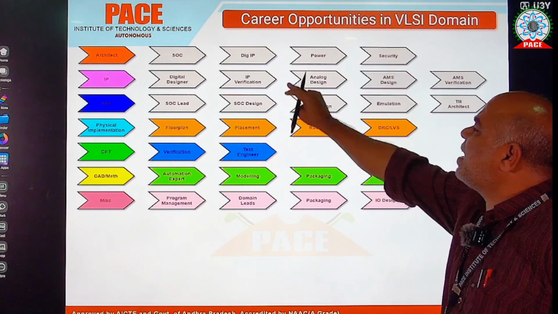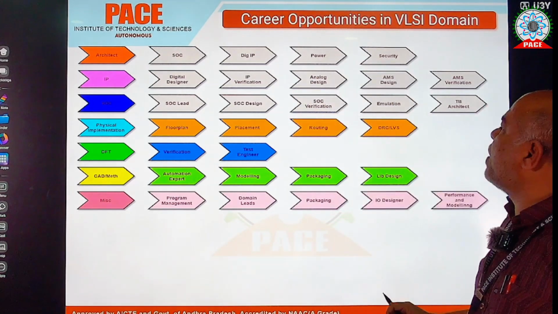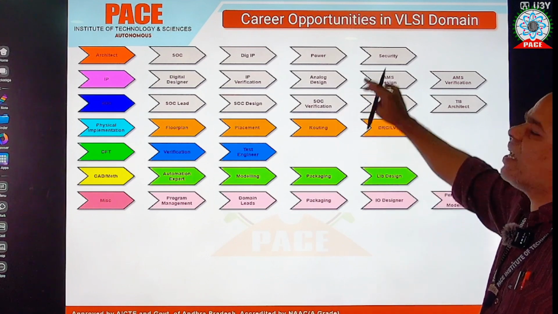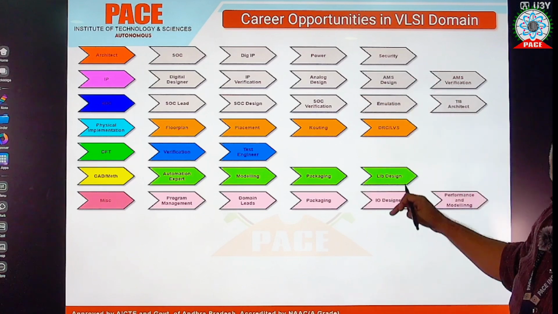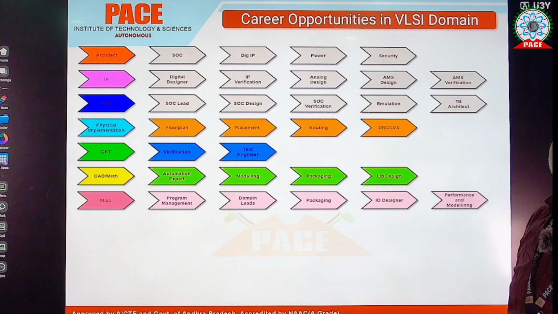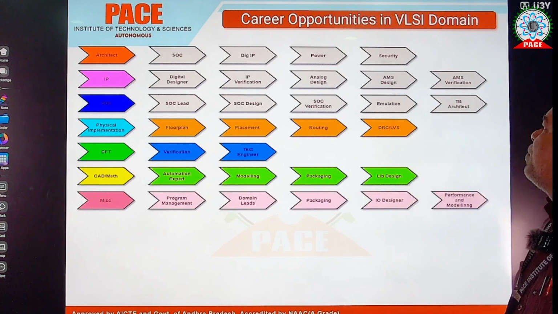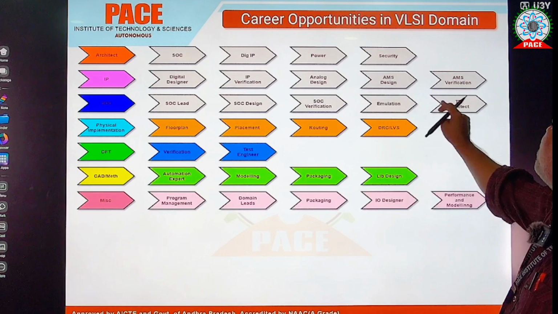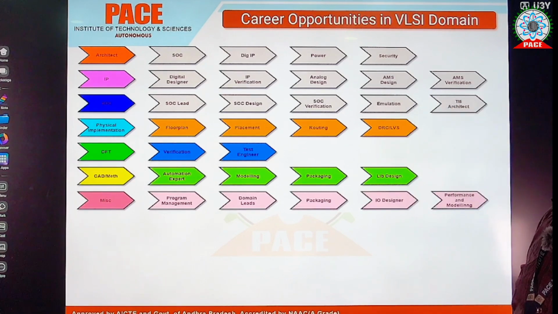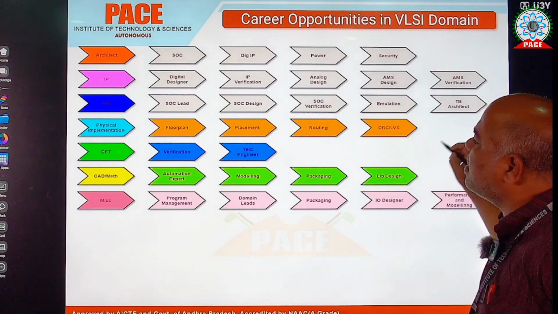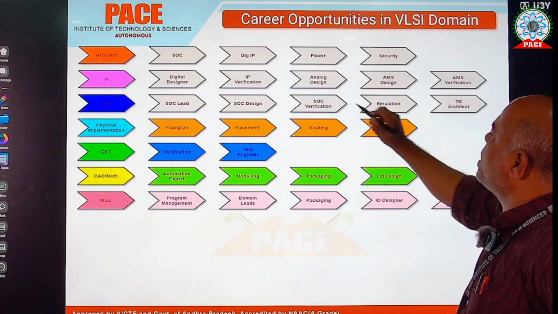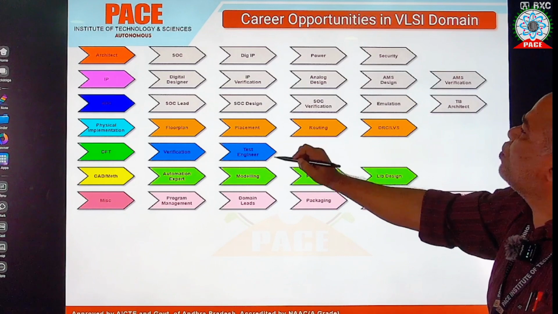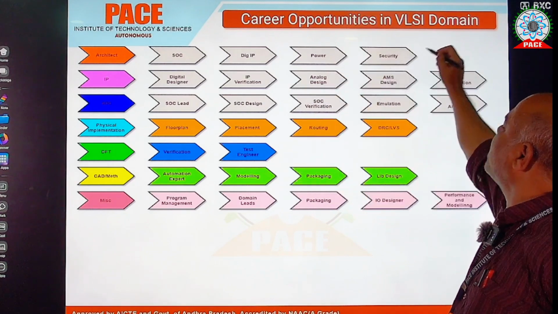After that, they design a number of blocks or functional units. Then they go to the verification engineers. Then emulation handles the complexity of the design functionality. Then you send it to the TB architecture. TB means test bench architecture. This part is also done by front end engineers. So these are the career opportunities in the VLSI domain.